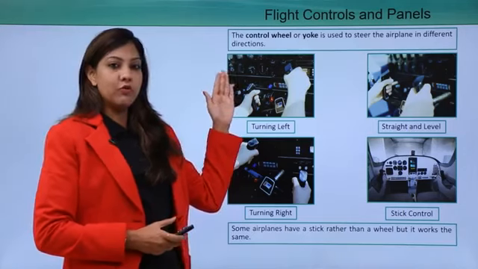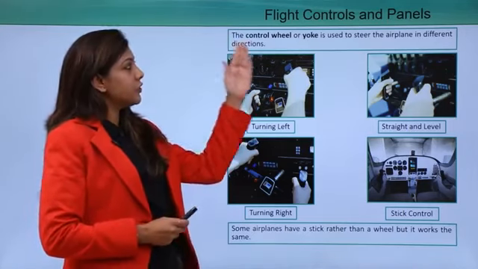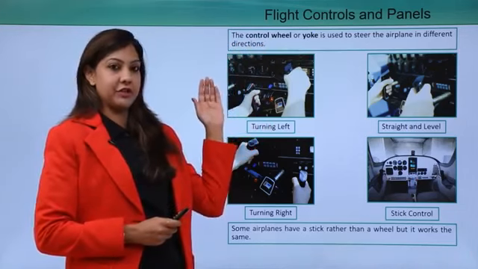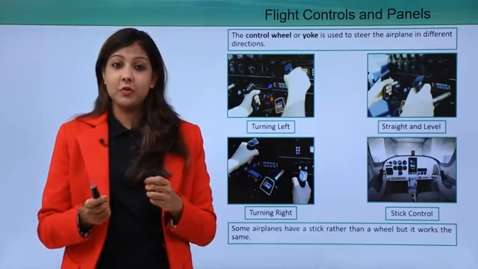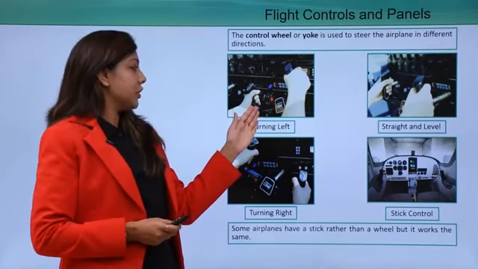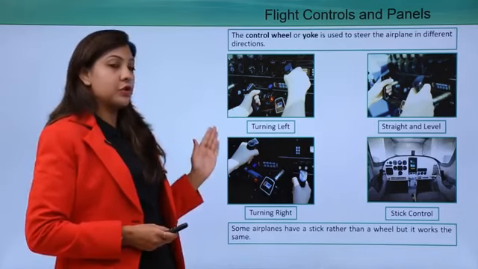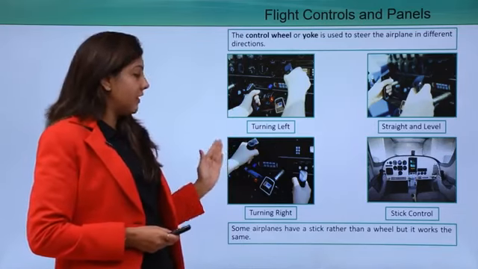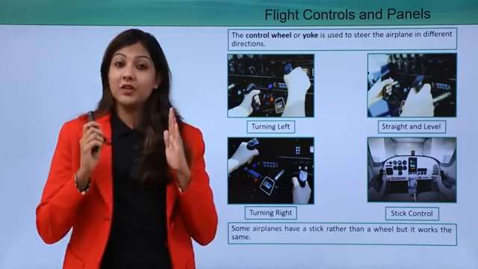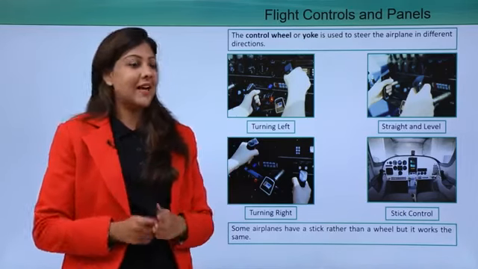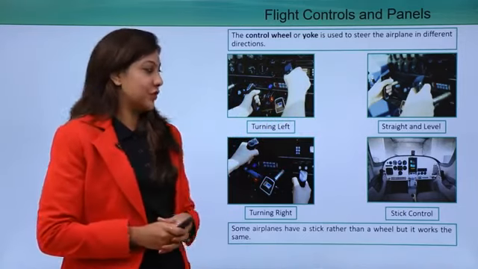We have the control wheel, which is also known as a yoke, which is used by the cockpit crew to steer the airplane in different directions. So for example, if the pilot wants to shift the aircraft towards the left hand side, he'll turn the yoke or the control wheel towards the left side. Likewise, if he wants to turn the aircraft towards the right side, he will turn the control wheel or the yoke towards the right. If he wants to maintain the aircraft in a straight line, he will use the straight level. That is, he will just keep it in a normal position.